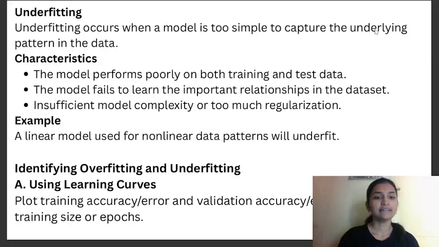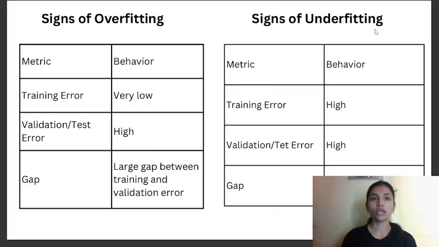Okay, identify overfitting and underfitting using learning curves. Plot training accuracy error and validation accuracy error versus training size or epochs. Okay, so what are the signs of overfitting and underfitting?